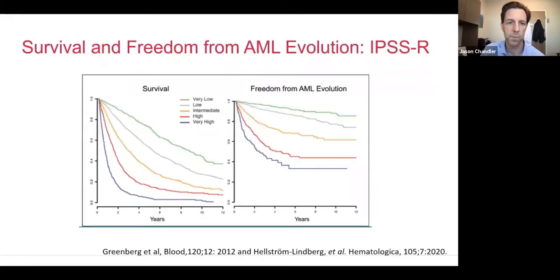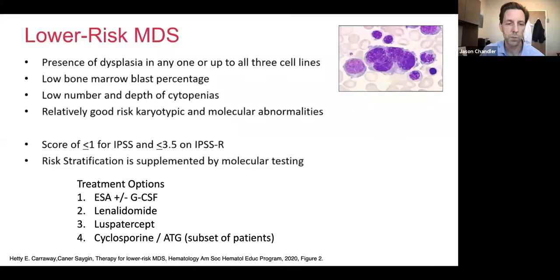So the reason that's important is you can see those really stratify very nicely as far as survival on the left and freedom from progression to AML on the right. So the very low and the low, although not wonderful, they do pretty darn well compared to those with the blue and the red, that their survival is really terrible. So when we talk about treatment, it's a very different process to treat patients with low risk MDS versus those with the higher risk. So first we'll talk about low risk.